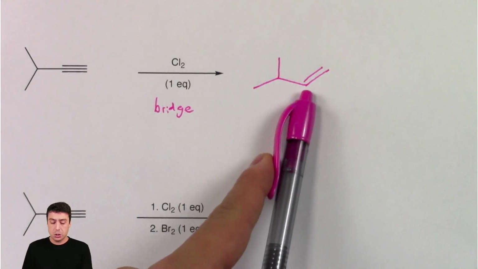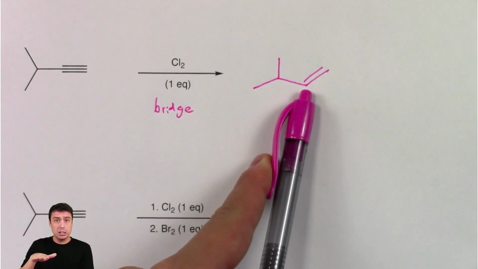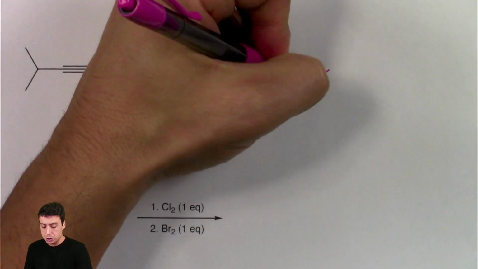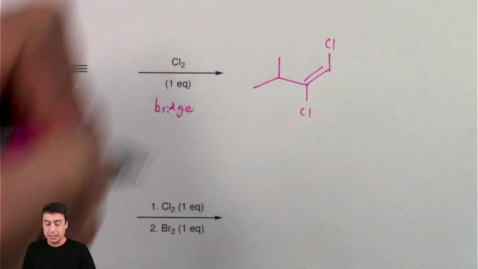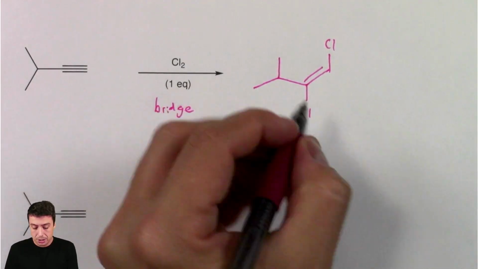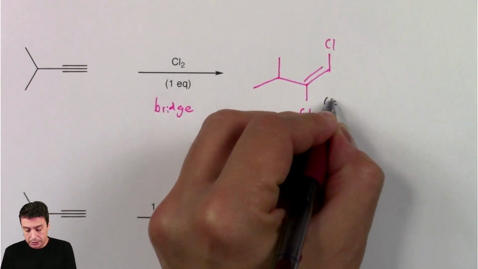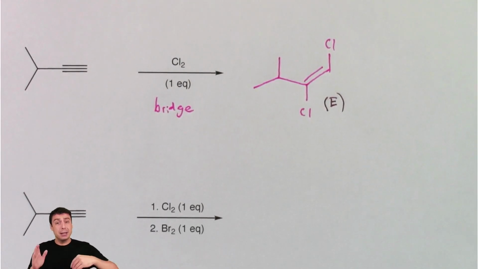Remember, we can't show wedges and dashes on an sp2 hybridized carbon because it's flat. It's totally in the plane. So what we do is we show 1 chlorine pointing down and 1 chlorine pointing up. So we show that up and down anti-addition, and we show the E-alkene. You might see sometimes that this favors the E-alkene, because it's an anti-addition. One is up and one is down.